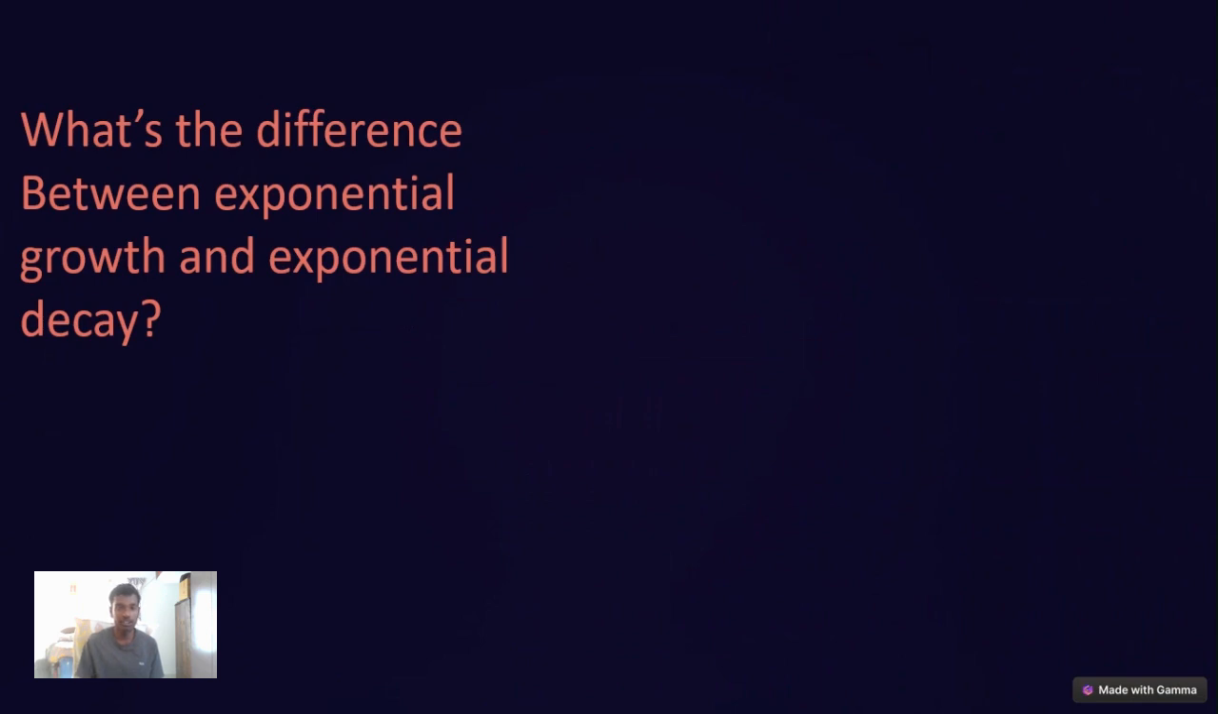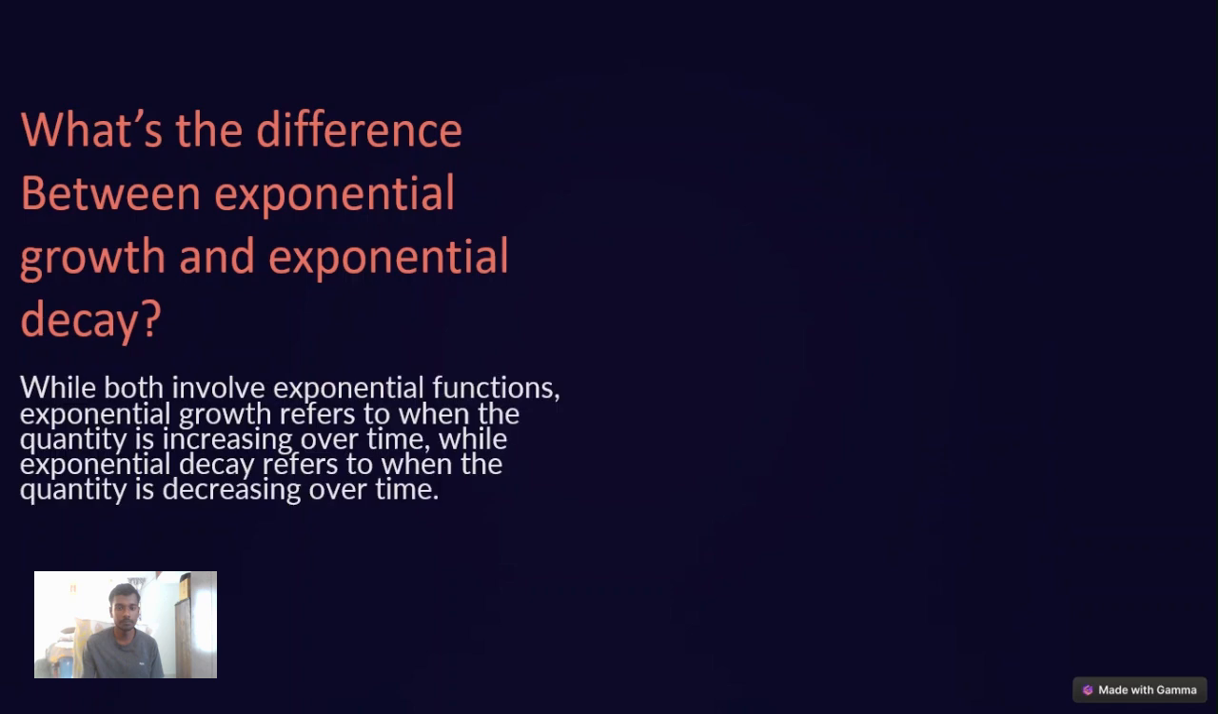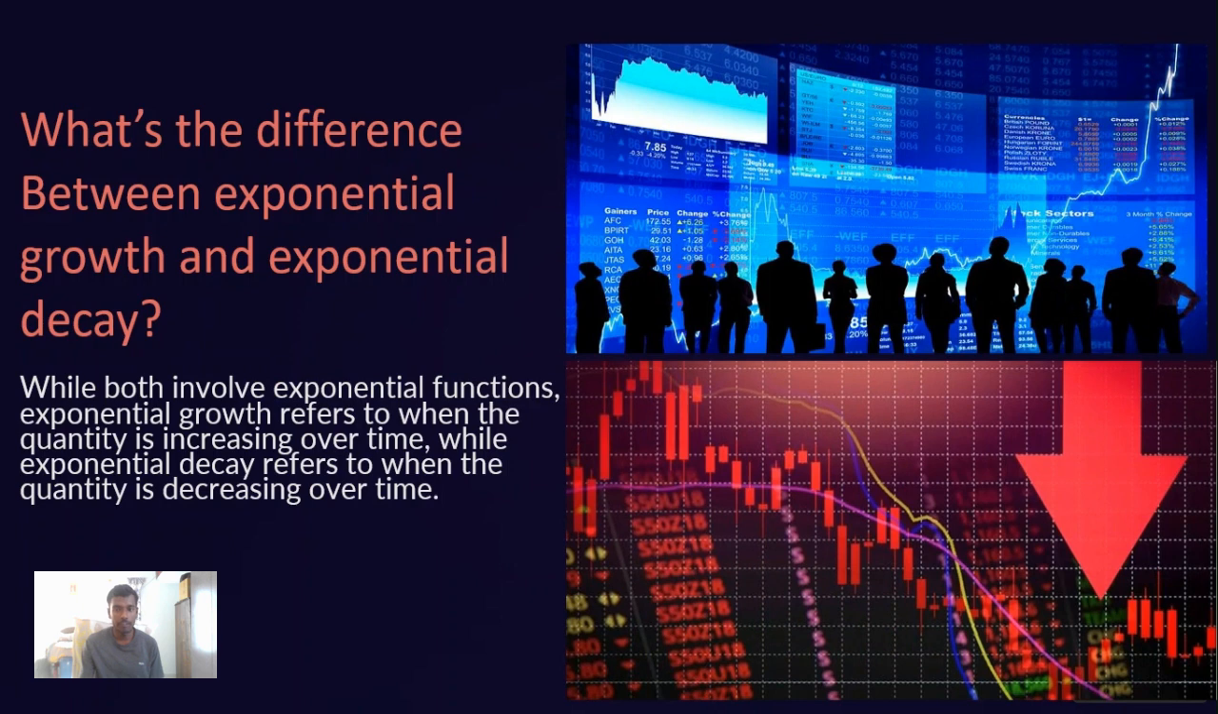So, what is the difference between exponential growth and decay? You might be wondering. While both involve exponential functions, exponential growth refers to a quantity increasing over time, while exponential decay refers to a quantity decreasing over time. I give an example of stocks here, where the value increases gradually over time, but sometimes it also goes down, where we experience losses and everything.